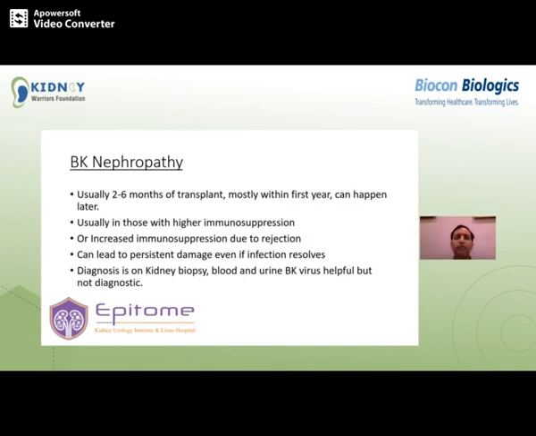And what are the features of it? Usually this BK nephropathy, by the time it's going to damage the kidney, is usually going to be in the 2 to 6 months after transplant.